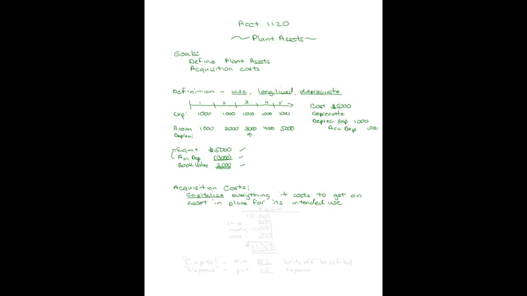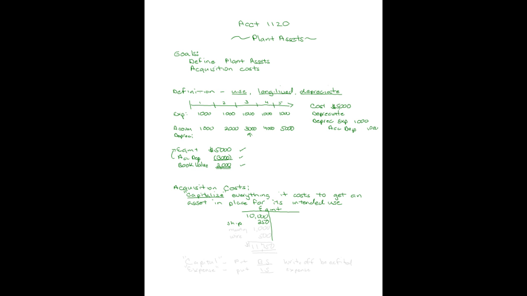Anyway, acquisition costs require that you capitalize everything it costs to get an asset in place for its intended use. The word capitalize means that you go to the balance sheet account. So let's say we're buying a piece of equipment, and the piece of equipment costs $10,000. So we would capitalize the cost of the equipment by putting it in the equipment account. If we had it shipped to us, and shipping costs $250, we can't have the equipment if we don't have it shipped to us. So we'd also capitalize that and put it in the equipment account.